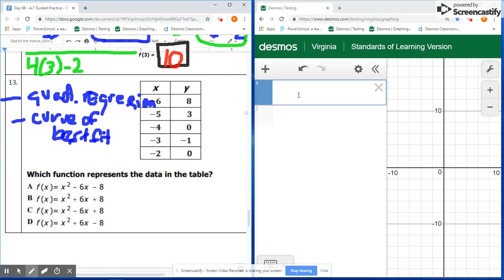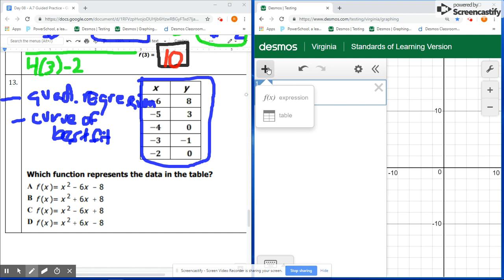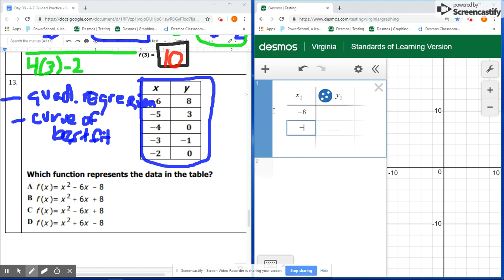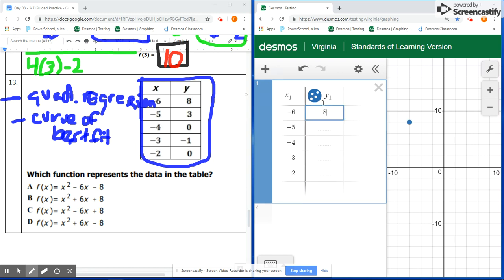Okay, so here's how we do it. First thing we need is we need to type in this table. Okay, so if you remember how to type in a table, you need to hit the plus, table. Okay, and we're going to type in exactly what we see. We have -6, -5, -4, -3, -2. For our y values, we have 8, 3, 0, -1, and 0. Okay, if you see the points, it looks kind of like a curve. We have some of the points of a quadratic function.